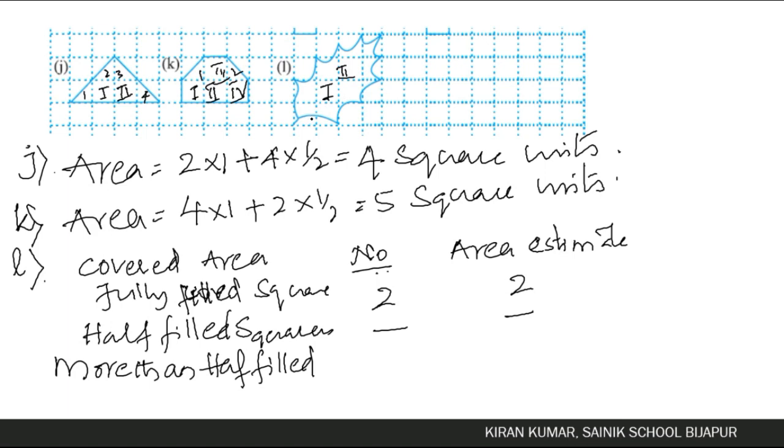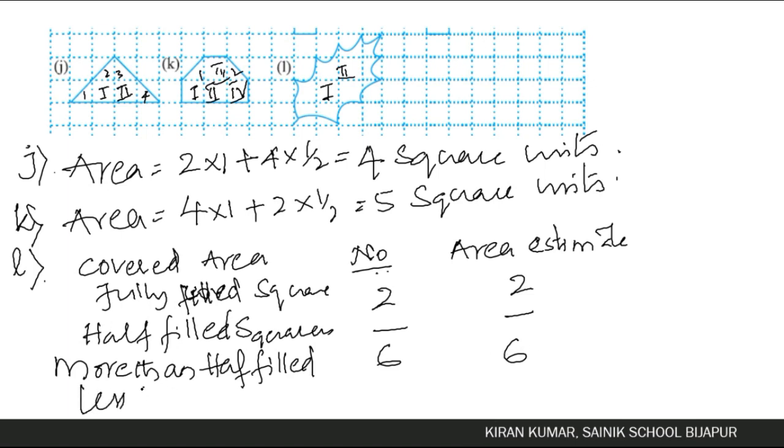This is also more than half, 6. There are 6 which are more than half filled. So almost nearer to 1 fully filled, I would consider as an approximation. So it is 6.